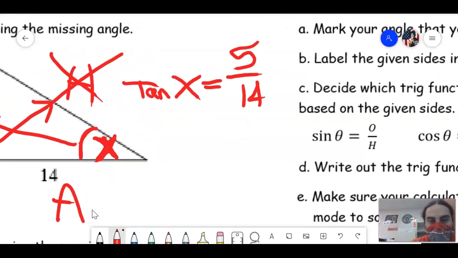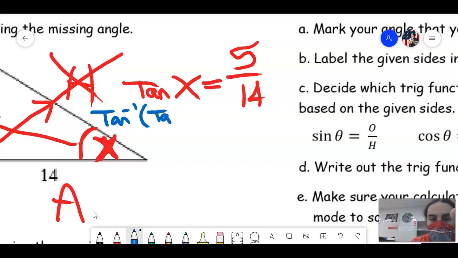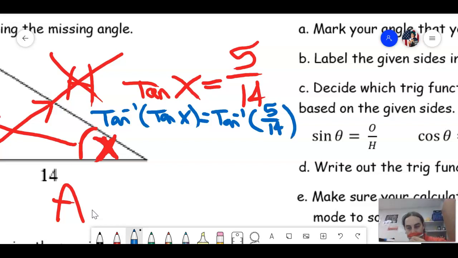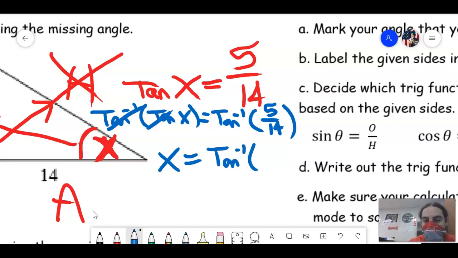This is where it can get kind of tricky. To get rid of the tan, I have to do what's called an inverse trig. That's the opposite. So what I do is I write tan inverse in front of tan x, and I write tan inverse in front of this fraction. Here's what that does. The tan inverse and the tan cancel out, and x is left with tan inverse 5 over 14.